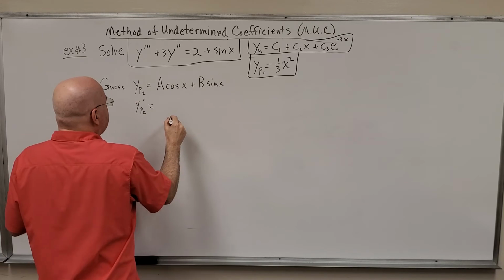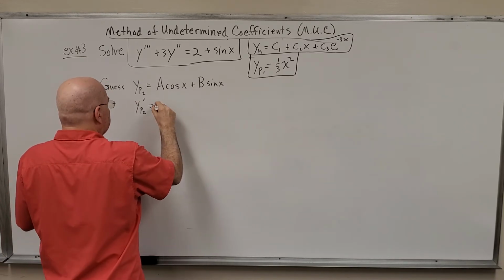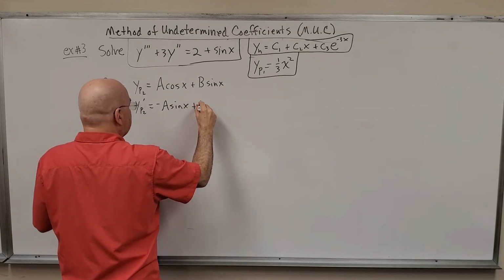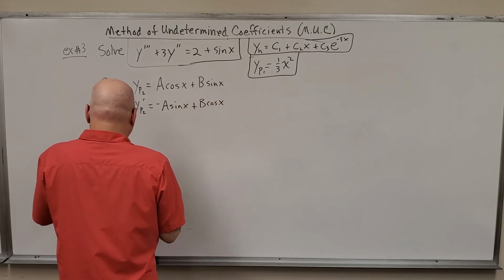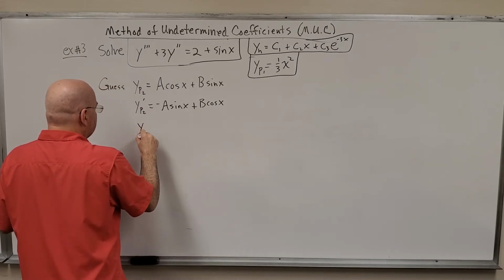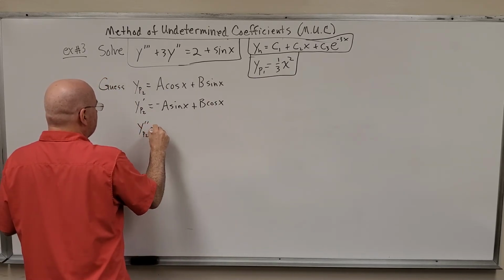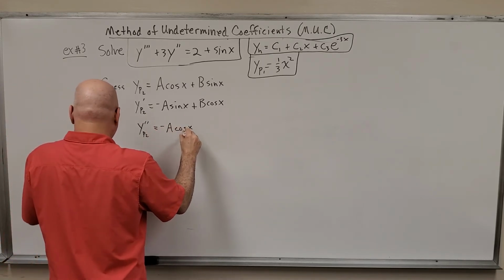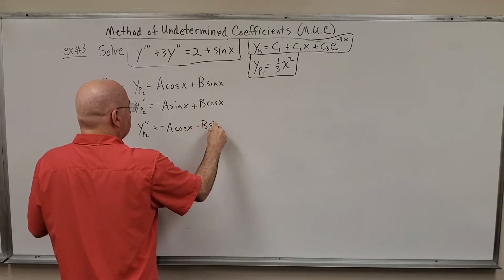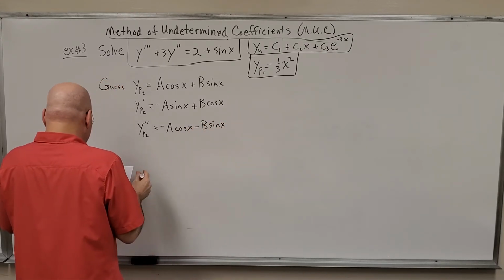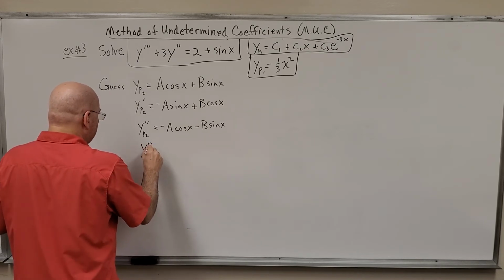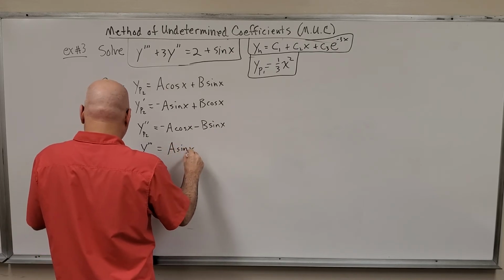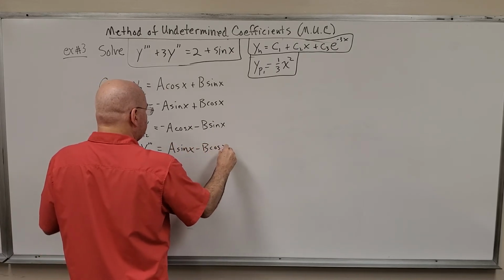yp2 prime is negative A sine x plus B cosine x. And then I'll take the derivative of that again. I'm going to look at my notes to make sure I don't miss a negative sign somewhere. The yp2 double prime is negative A cosine x minus B sine x, and y triple prime is equal to A sine x minus B cosine x.